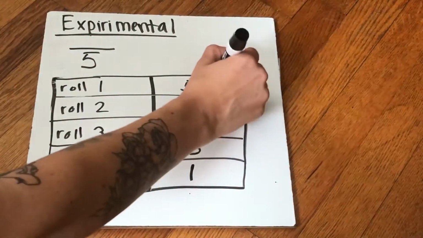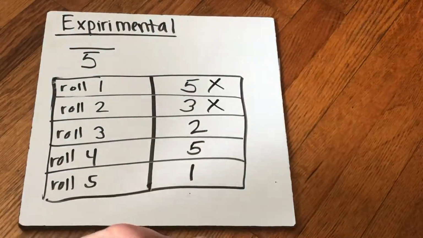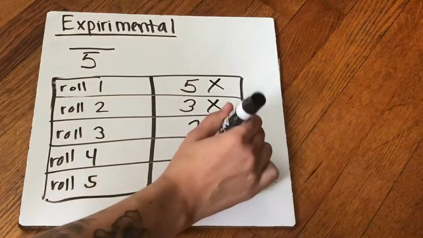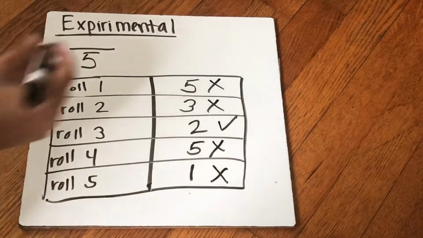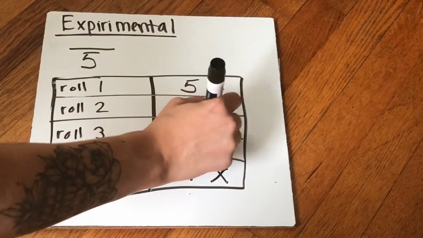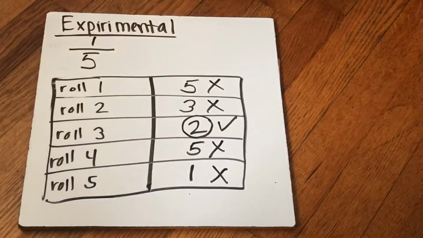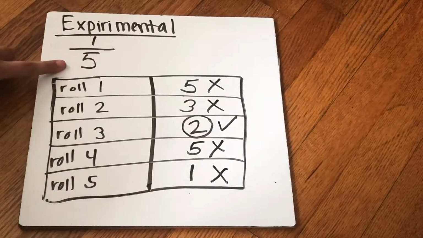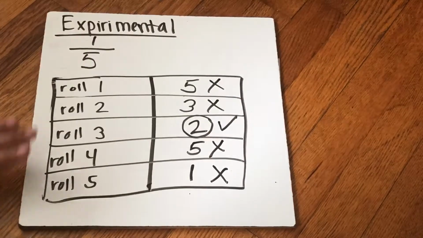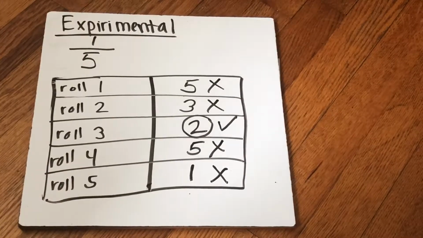Well, 5 is not even. 3 is not even. 2 is even. 5 is not even, and 1 is not even. So out of the 5 rolls that I had, I rolled an even once. So 1/5. So this experiment with the same question gave me a different answer. It said 1/5. Now, I only rolled 5 times. The more you do an experiment, the more accurate your numbers are going to be. But that's the difference between theoretical, which is a guess, and experimental, which is actually doing the experiment.